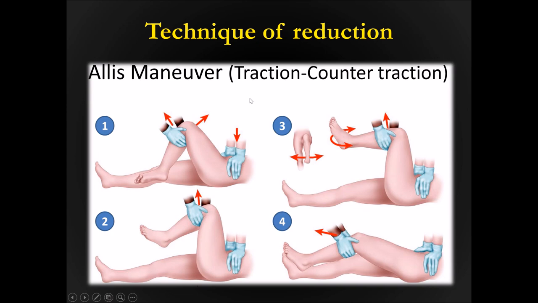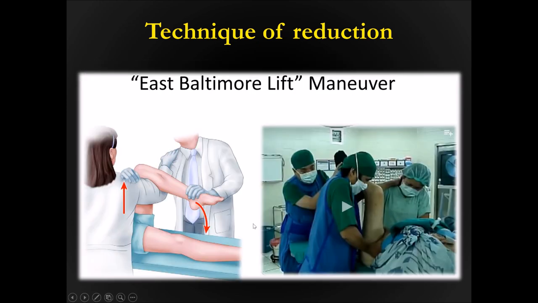So you fix the pelvis and one assistant holds the leg and tries to pull up, like that. Axial loading. The mechanism is axial loading, right? So the way to reverse it is to pull it up. Fix the pelvis, because if you don't fix the pelvis, the whole body will be pulled, right? So this we call the Allis maneuver.